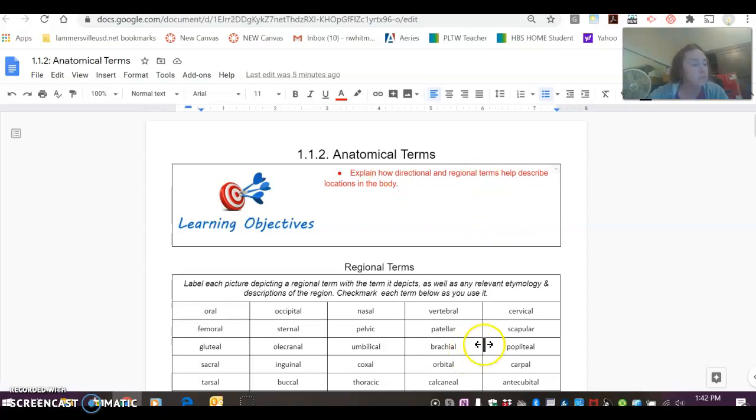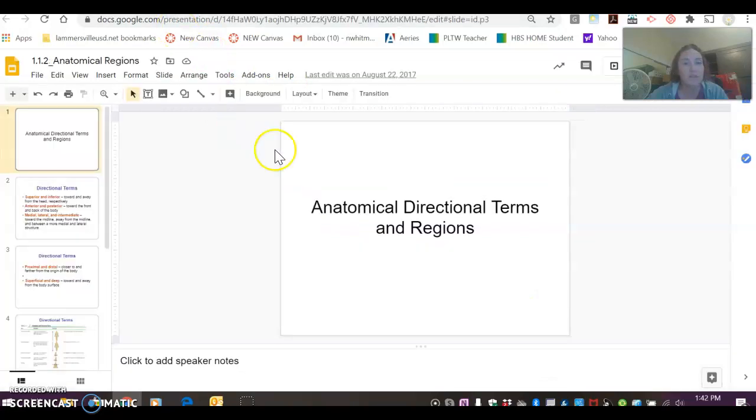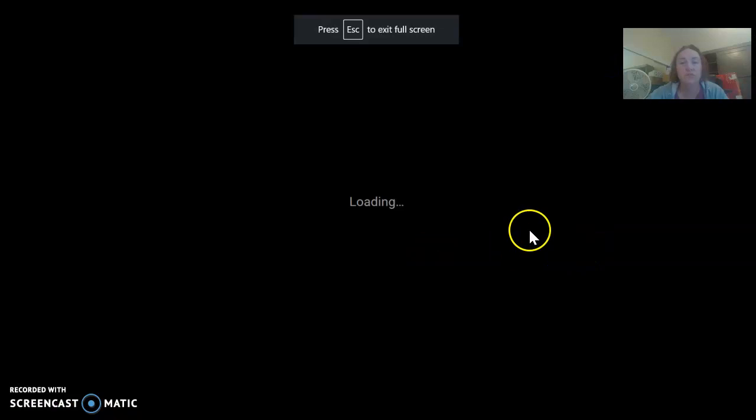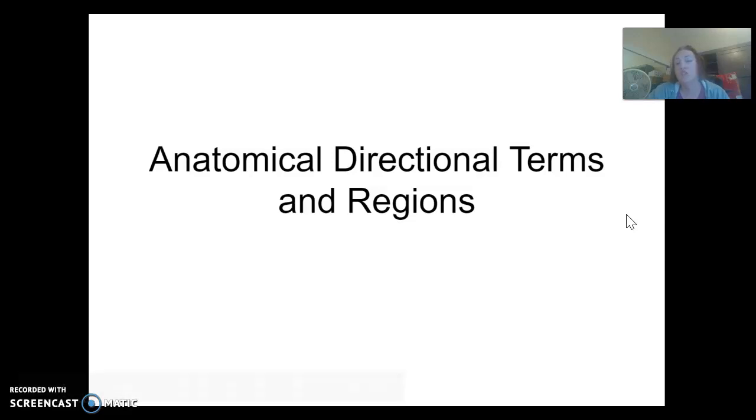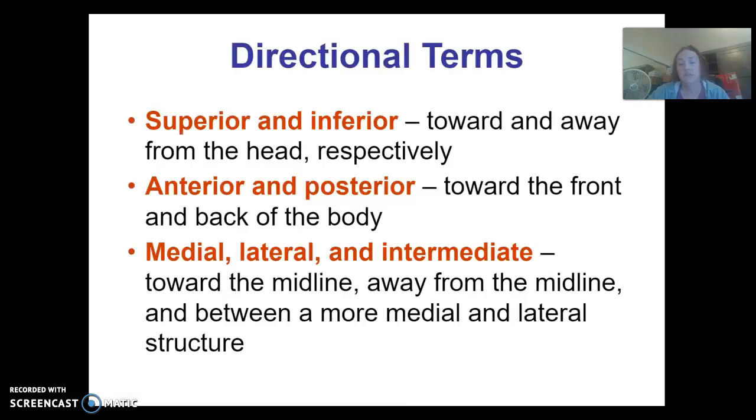Okay? So now what I would like to do is talk to you about anatomical terms. So I'm going to do this little presentation for you. Today we're going to be talking about anatomical and directional terms and regions. All right, so directional terms. Here are some of the directional terms that you will be required to know and memorize.